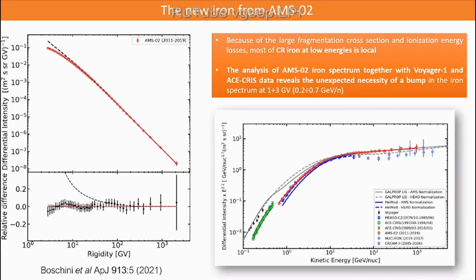For what concerns iron, the situation is different, and we focus on the low energy part because of the large fragmentation cross section and ionization energy losses. You know that most of cosmic ray iron at low energy is quite local. And the analysis you see on the right, of the AMS-02 spectrum together with Voyager, ACE-CRIS, HEAO, and other data sets, reveals an unexpected necessity to introduce a bump in the iron spectrum around 1.3 gigavolt.